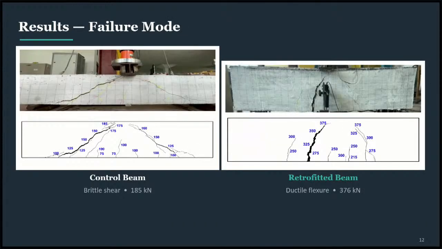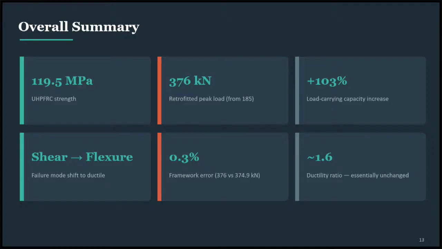So these are the comparison of failure modes between this control beam and retrofitted beam. As shown in the left side image, it's the crack patterns of the control beam. It can be seen that there are dominant diagonal shear cracks in the control beam, and it failed in brittle shear at around 185 kilonewtons. As for the retrofitted beam, we can see there are ductile flexure cracks in the beam, and due to this retrofitting configuration, the initial cracking was also delayed to around 215 kilonewtons, and it failed in flexure mode at 376 kilonewtons load.